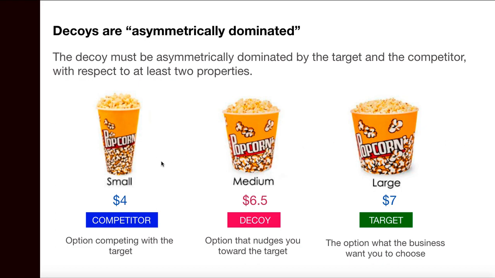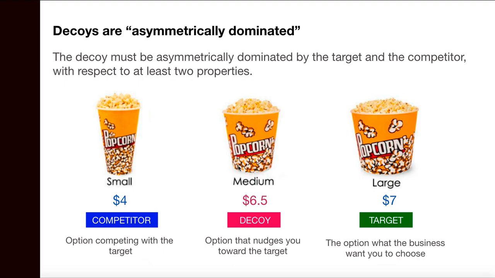Let us take the same popcorn example, and over here the large popcorn is called the target. Why? Because the target is the option the business wants you to choose. That's why they call it the target. Any business would be happy when you choose a large popcorn, because the more large popcorn sold, the more profit. And the competitor is the small popcorn, which is the option competing with the target.